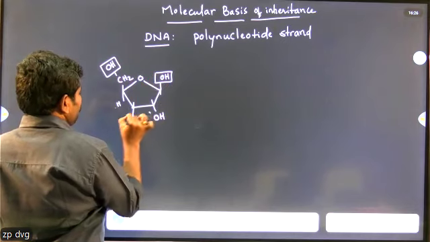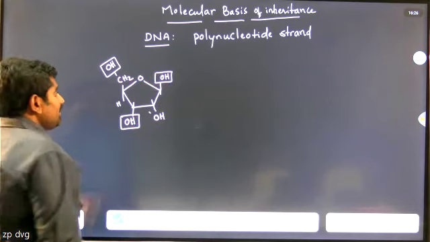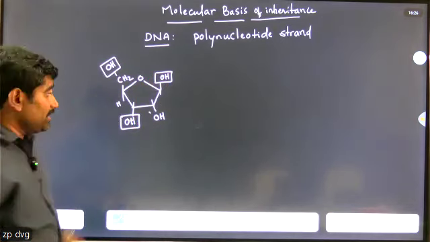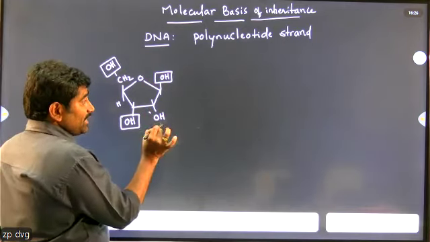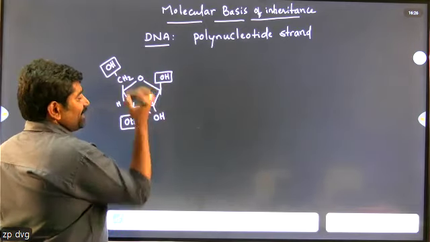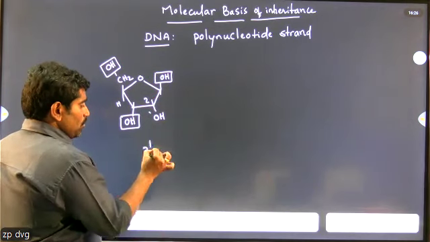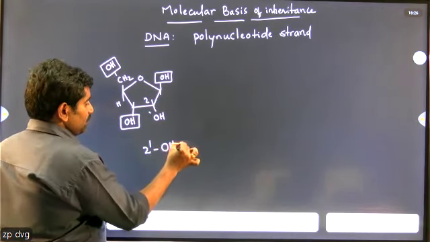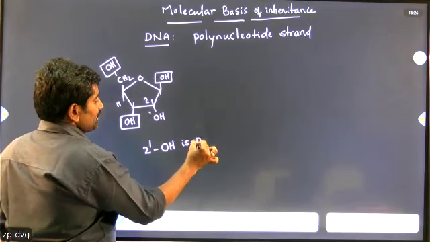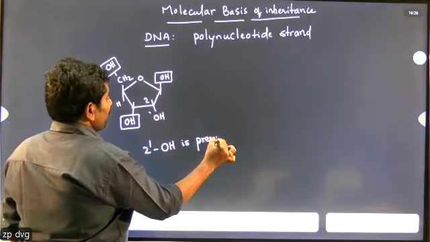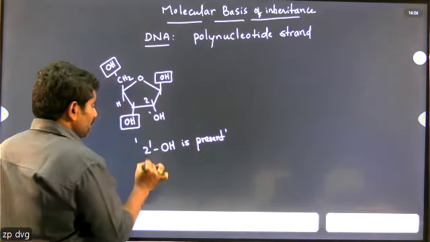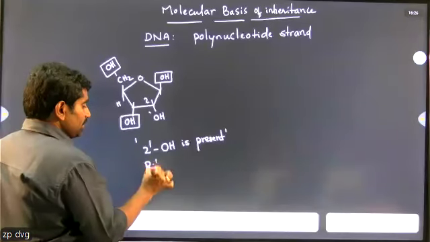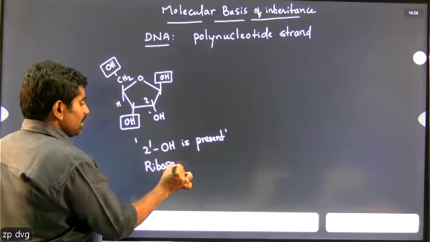In this 4 OH group, the first OH group is replaced, and these 3 OH groups will be replaced, but this OH group will be left inside. So this is which carbon? Second carbon. So the 2' OH group is present. 2' OH is present in RNA. If it is present, then it is called ribose sugar. This is called ribose sugar.